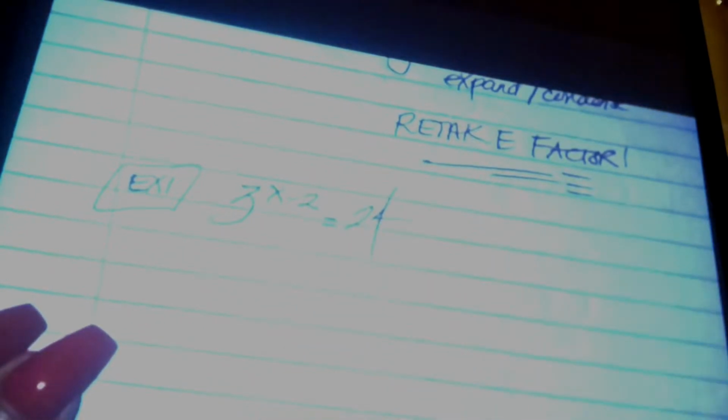Example 1. Let's say we have 3 to the x minus 2 equals 24.